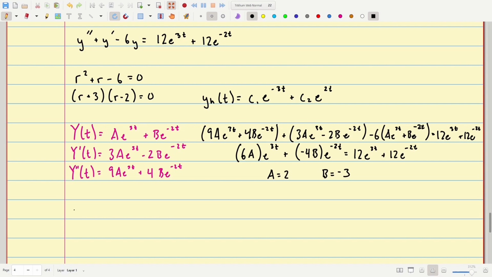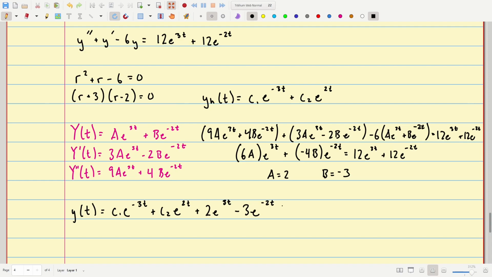Okay, and so our general solution here, easy to find due to our very near miss on that issue that I talked about at the beginning of the problem, is c1 e to the minus 3t plus c2 e to the 2t plus 2 e to the 3t minus 3 e to the negative 2t.